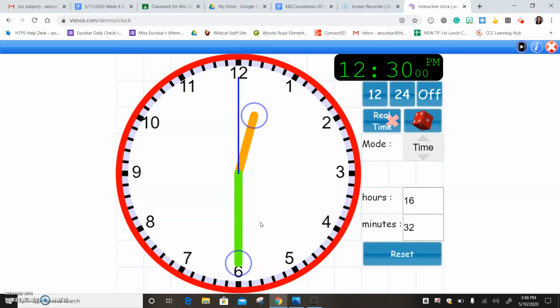For today's math assignment, you are going to complete a Google Slides and you are going to click and drag the correct time. All right, have fun, first graders.